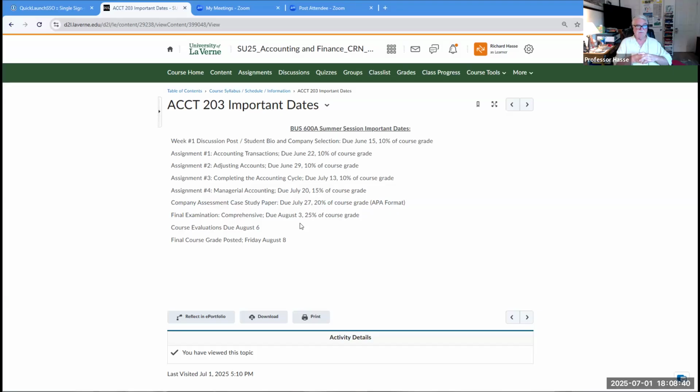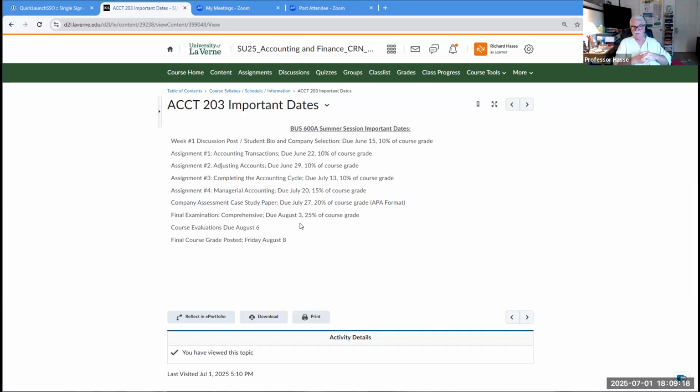Naturally, extensions are available if you need extra time, but the last possible due date for that assignment is Sunday, August 3rd. But also that last week, you'll be doing some additional work like the final examination. So we'll talk about that case paper topic that's been posted today, and it's due on Sunday, July 27th. It's an MBA student financial analysis and interpretation of the companies that you have selected this year.